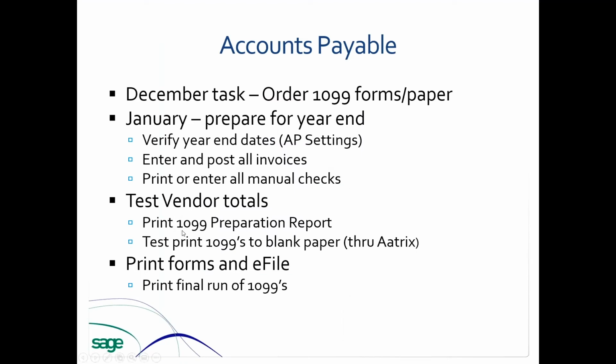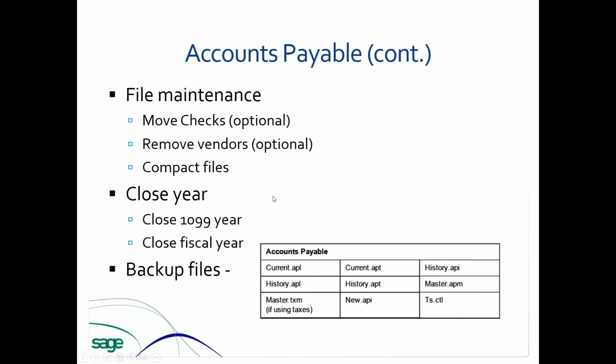The other thing that you can work on is printing up the preparation report. You can run that report in AP under reports. And this again is going to show you who's receiving a form, and it will show you the year-to-date totals that it's going to print. And you can also do test runs of your 1099s. And again, we're going to demonstrate that in our Atrix class next month.